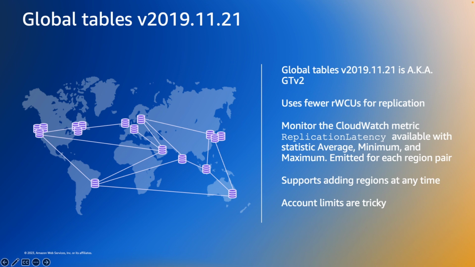Now, obviously, you have to know what the other side of the replication latency is, and so then you have to set up alarms and dashboarding and whatever in the other region. So be aware of that.